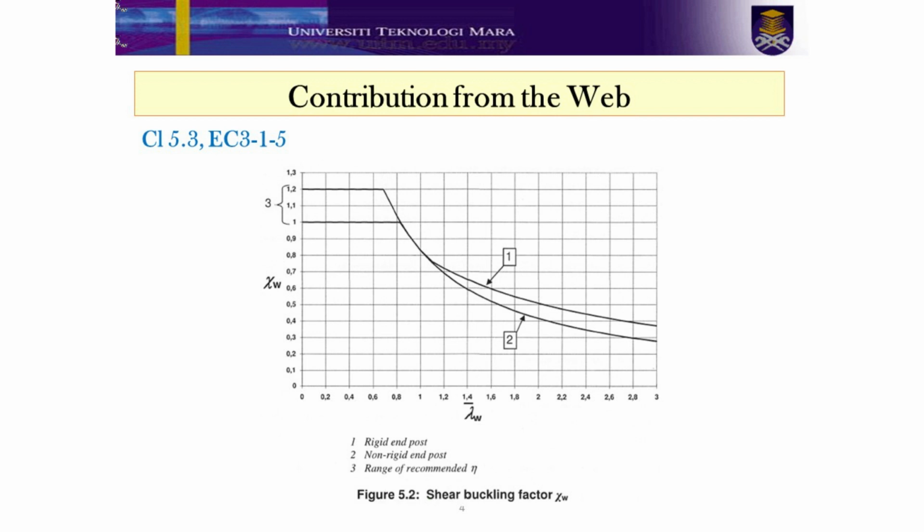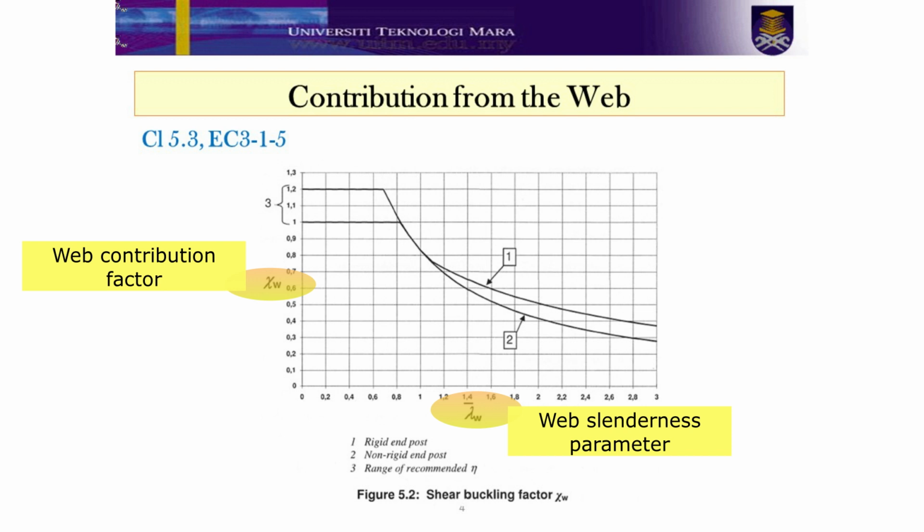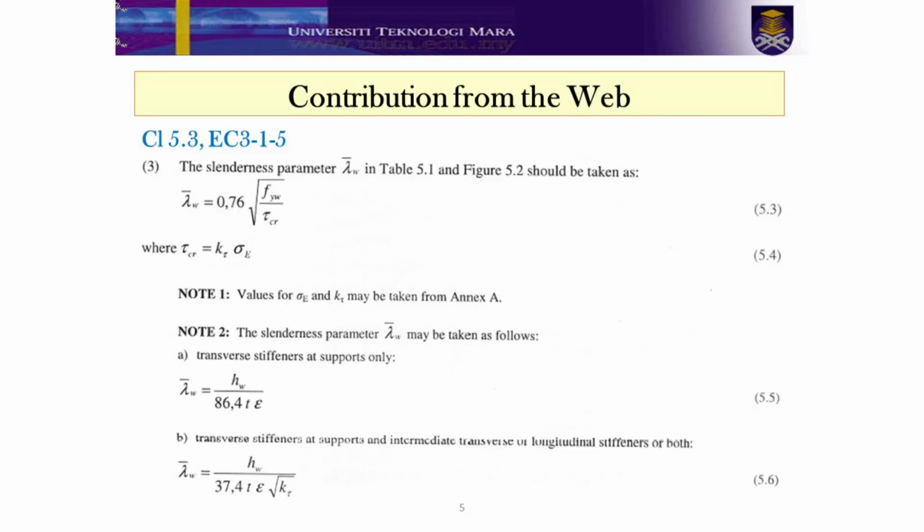In this figure you can see there is a reduction factor and lambda W. Okay, lambda W is the slenderness web ratio. You can see graph 1 represents the rigid end post and graph 2 represents the non-rigid end post. Lambda W in figure 5.2 can be obtained by using equation 5.3, in which the parameter tau CR is equivalent to equation 5.4.